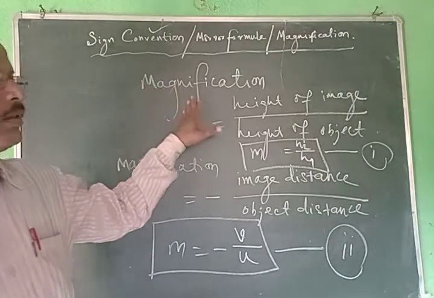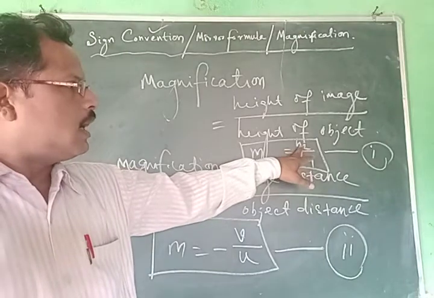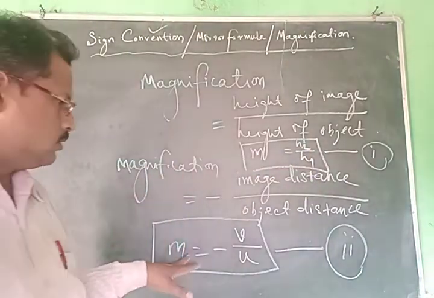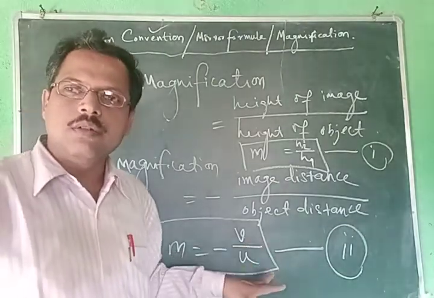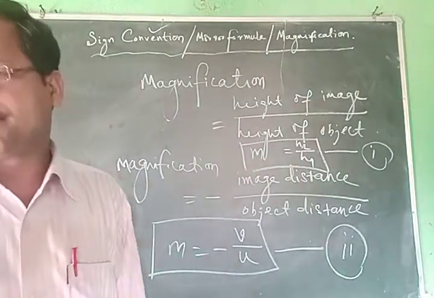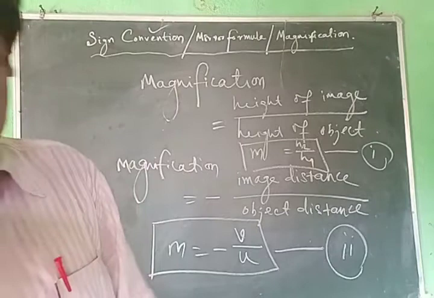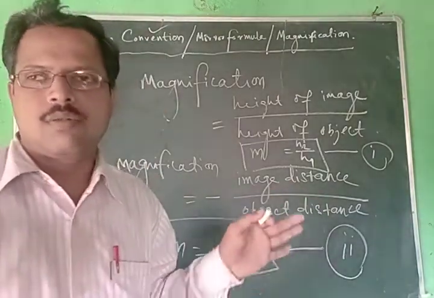What is magnification? The ratio of height of image to height of the object, and the same as minus of image distance to the object distance. How is it? Let us explain graphically. This is important for solving different types of problems.